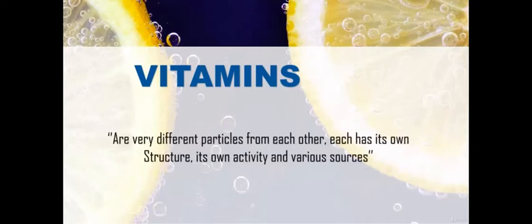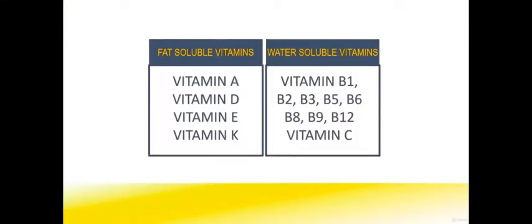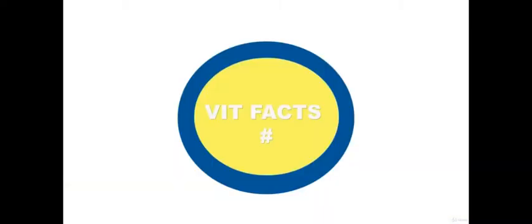Vitamins are very different particles from each other. Each has its own structure, its own activity, and various sources. They are classified into two groups according to their solubility: fat-soluble vitamins, which are A, D, E, and K, and water-soluble vitamins, where we find group B vitamins and vitamin C. Well, let's talk about some general facts about vitamins.